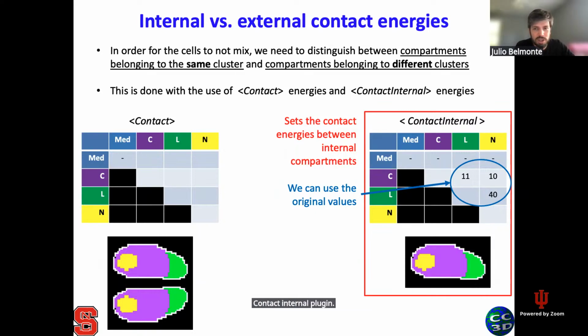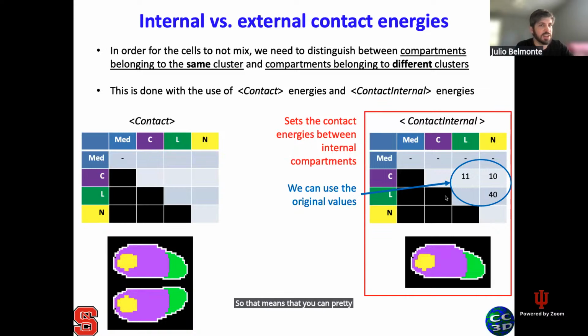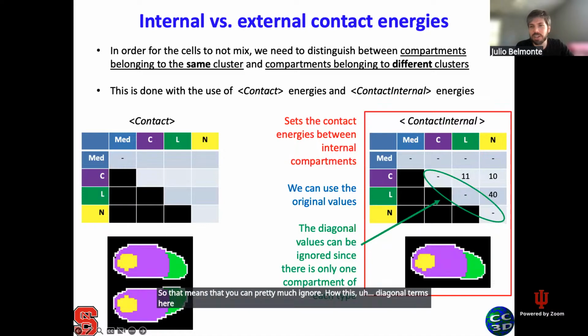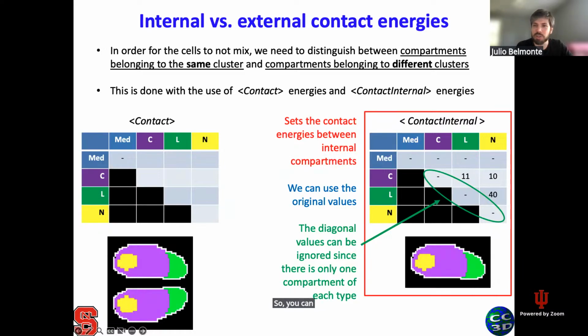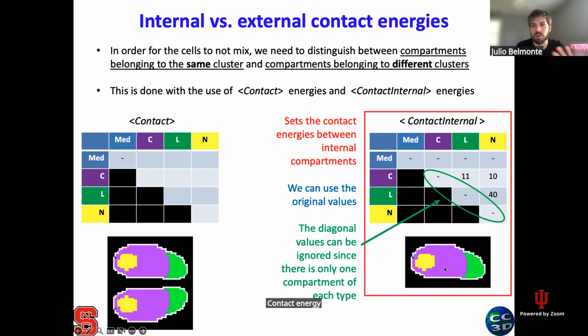Okay? The other thing that we need to do, right? You notice that a cell can only have one nucleus, one cytoplasm, and one lamellipodium, okay? So that means that you can pretty much ignore all these diagonal terms here, because you only have one of each by definition in each one of those cells. So you can skip the definition of this cytoplasm, lamellipodium, nucleus, contact energy internally because the cell has only one copy of each.